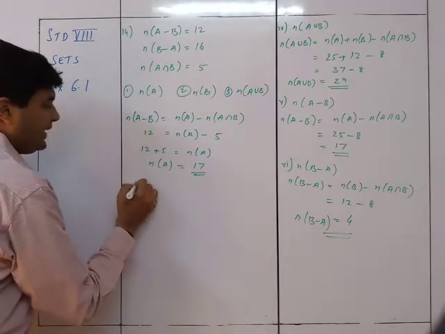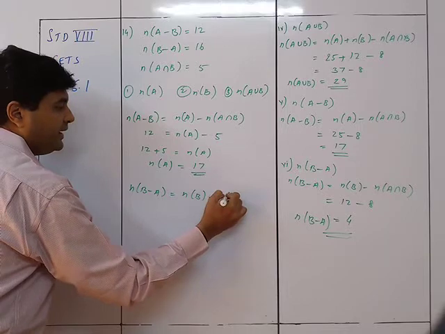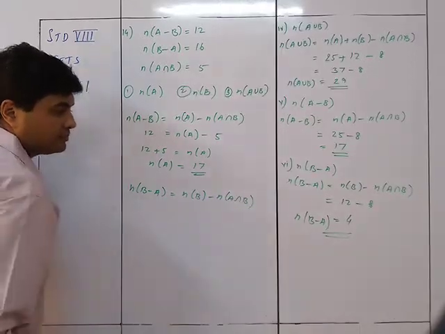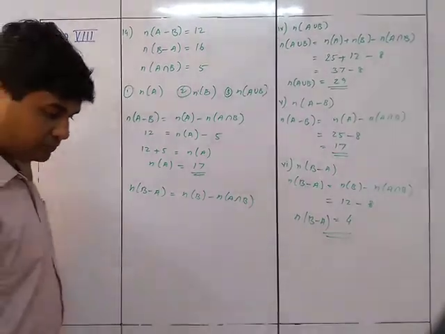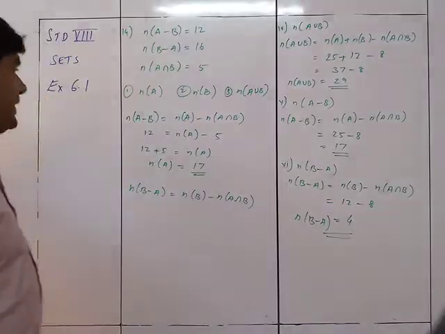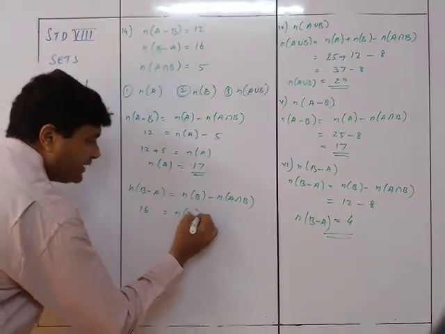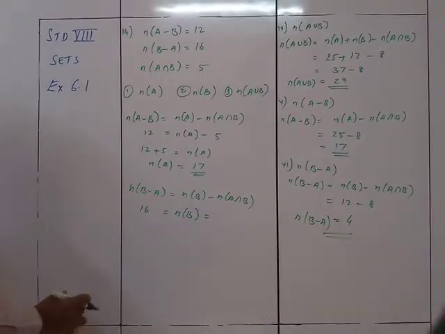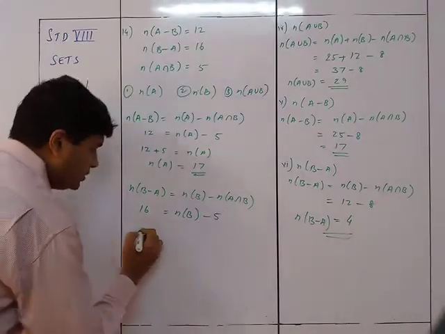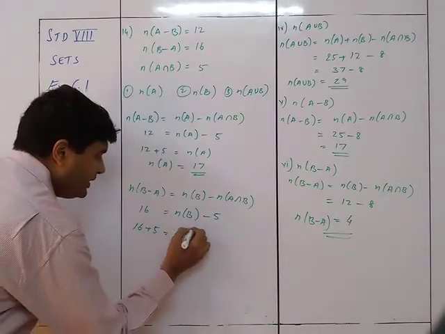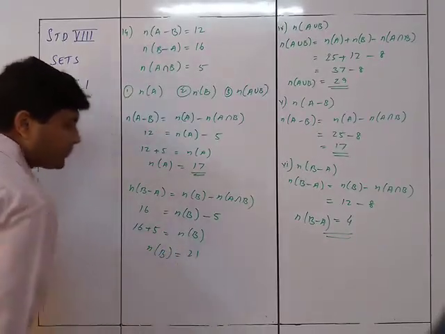Same way for this one, n(B minus A) equals n(B) minus n(A intersection B). Got it? This formula is very, very important. So n(B minus A) is 16. So 16 is equal to n(B) minus n(A intersection B), which is 5. So 16 plus 5 is equal to n(B). So n(B) is equal to 21.